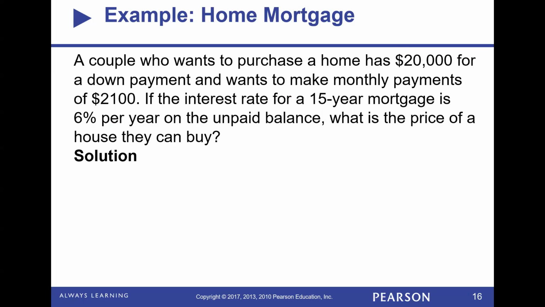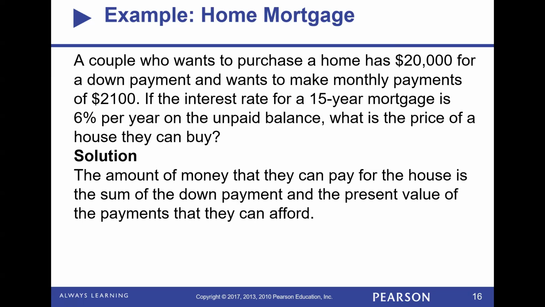Okay. Now, there's a couple of things we have to be aware of as we're looking at that. The amount of money they can pay for the house is actually the sum of the down payment plus the present value of what they can afford to pay with all the payments. So we're just going to put that aside for now. This will come in at the end.